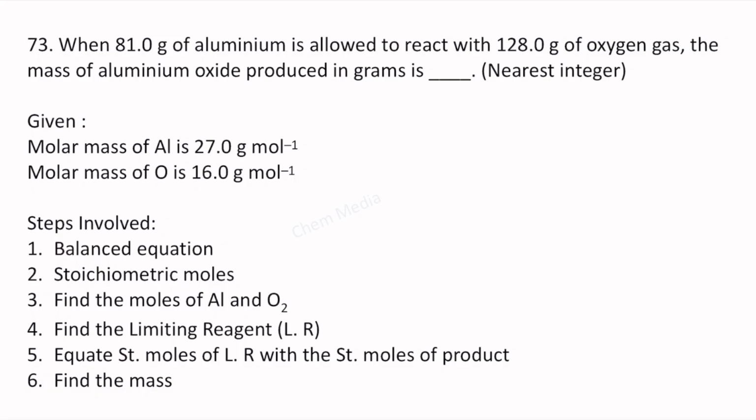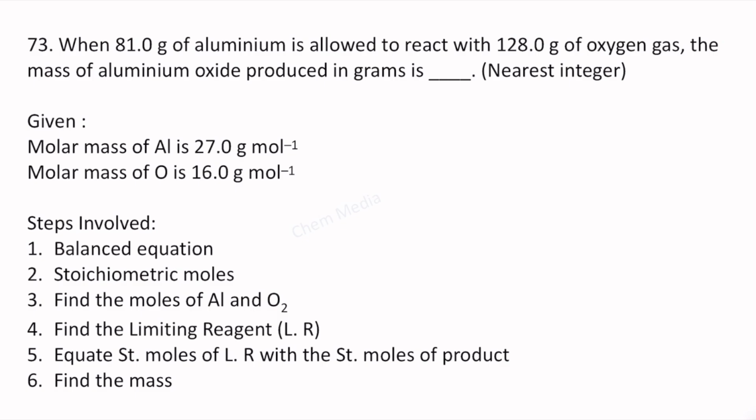First, we need to write a balanced equation. Then we need to write down the stoichiometric moles. Then we need to find the moles of aluminum as well as O2. Then we need to figure out which one is the limiting reagent. And once we find the limiting reagent, we need to equate the stoichiometric moles of limiting reagent with the stoichiometric moles of product, and then we can find the mass of Al2O3.